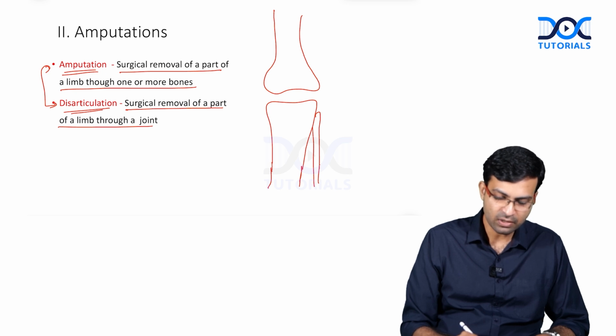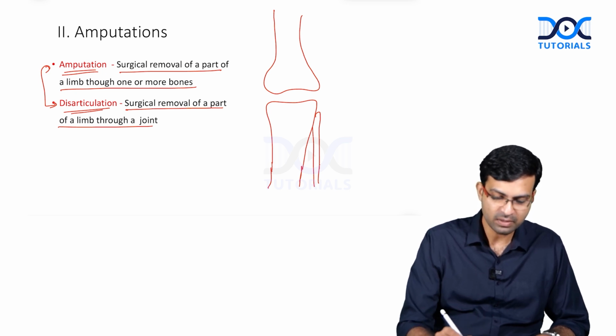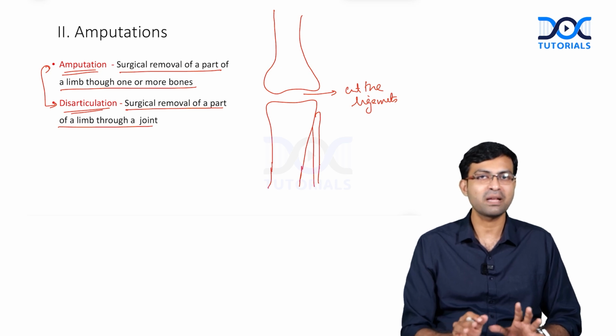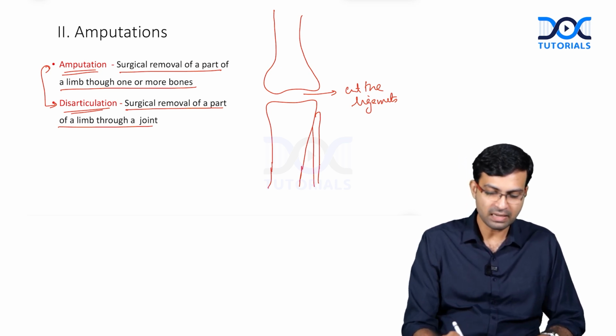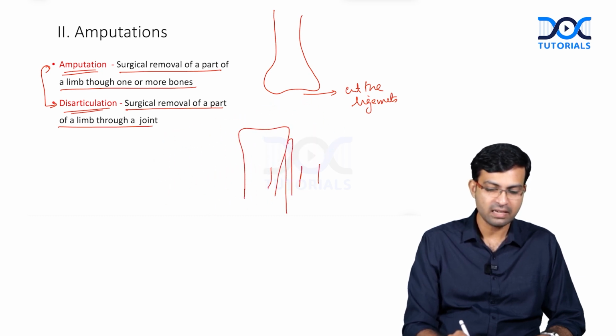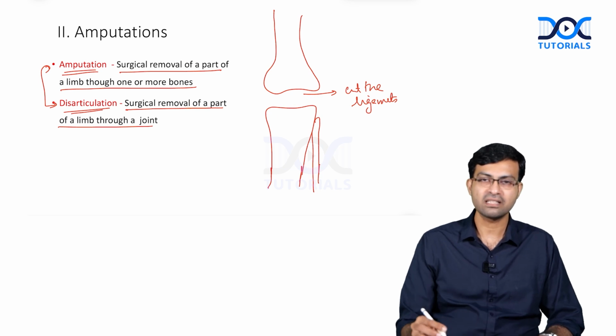In disarticulation, you are not doing anything to the bones. You are just cutting the ligaments here. And obviously other soft tissues and blood vessels have to be cut, but primarily we are not cutting the bone, we are cutting the ligaments, and you completely remove the part. So this is what we call disarticulation. Okay, so this is the difference between amputation and disarticulation.